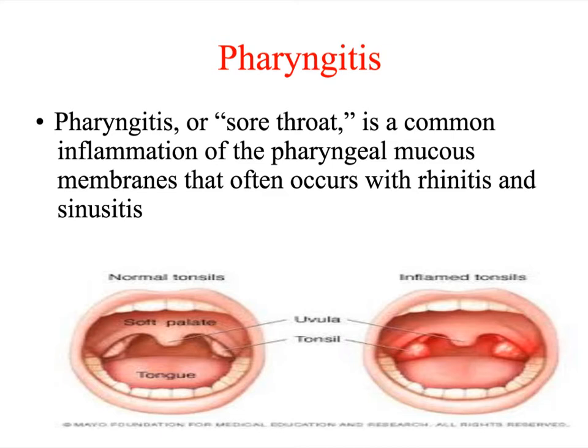90% of the time it's viral in nature, especially in adults. Adults do not get strep like kids do. So usually it's viral. However, like I said, it's important to rule it out.